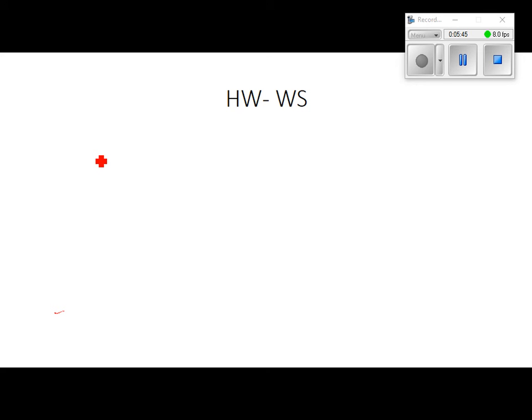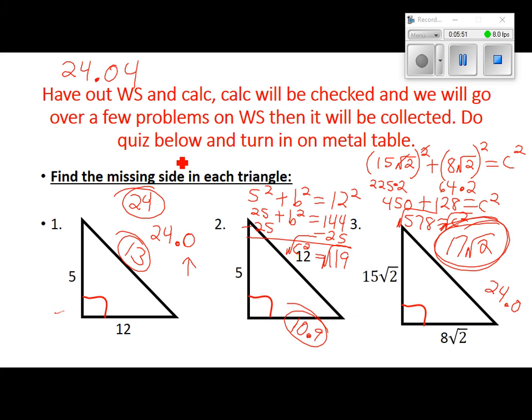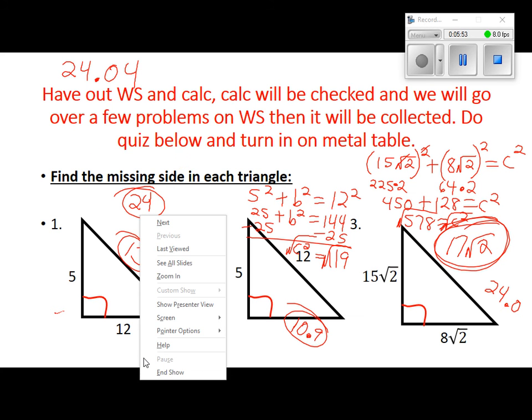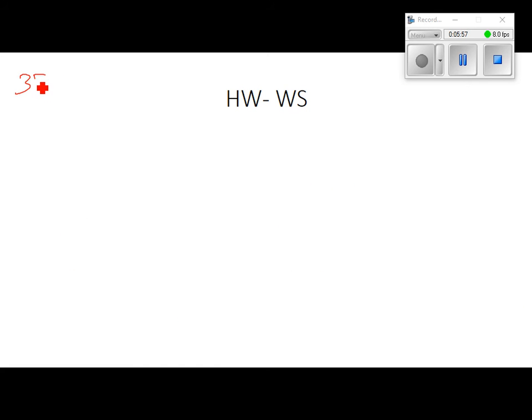The worksheet. Make sure your names are on those worksheets. I'm going to collect them here in just a minute. Questions. 35? 35. 18.0 centimeters. Actually, that's 39, my bad. 39. The area of a square is 81 centimeters squared.